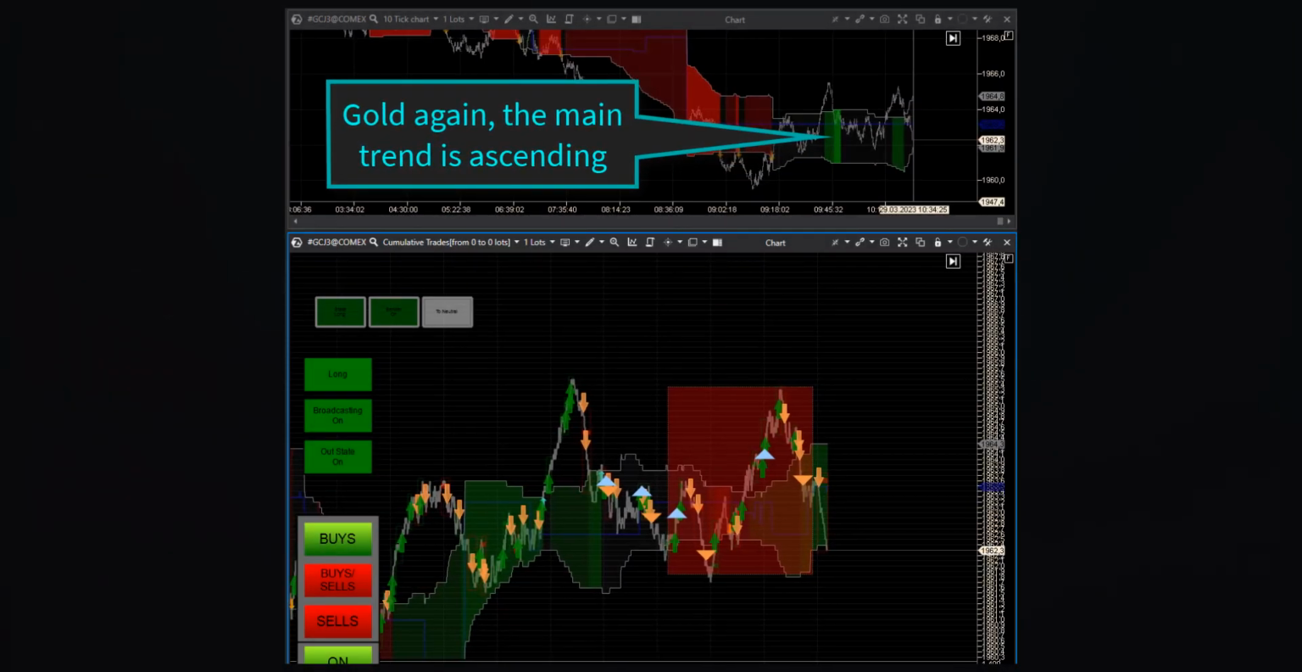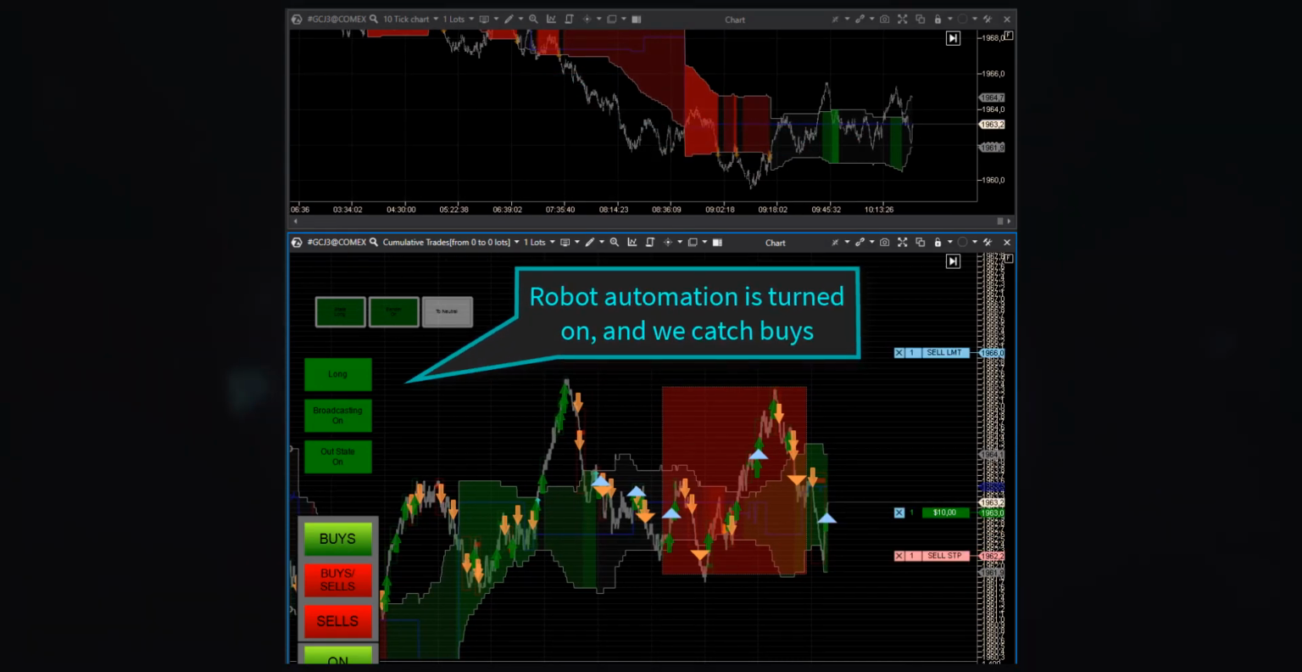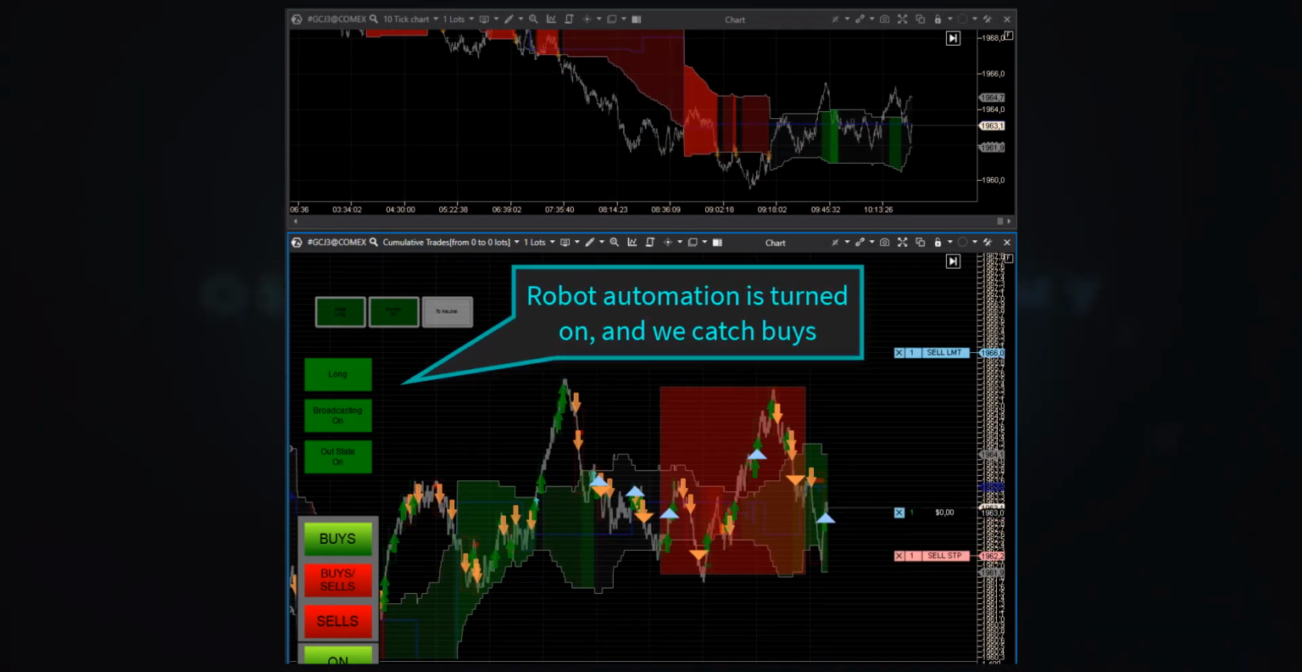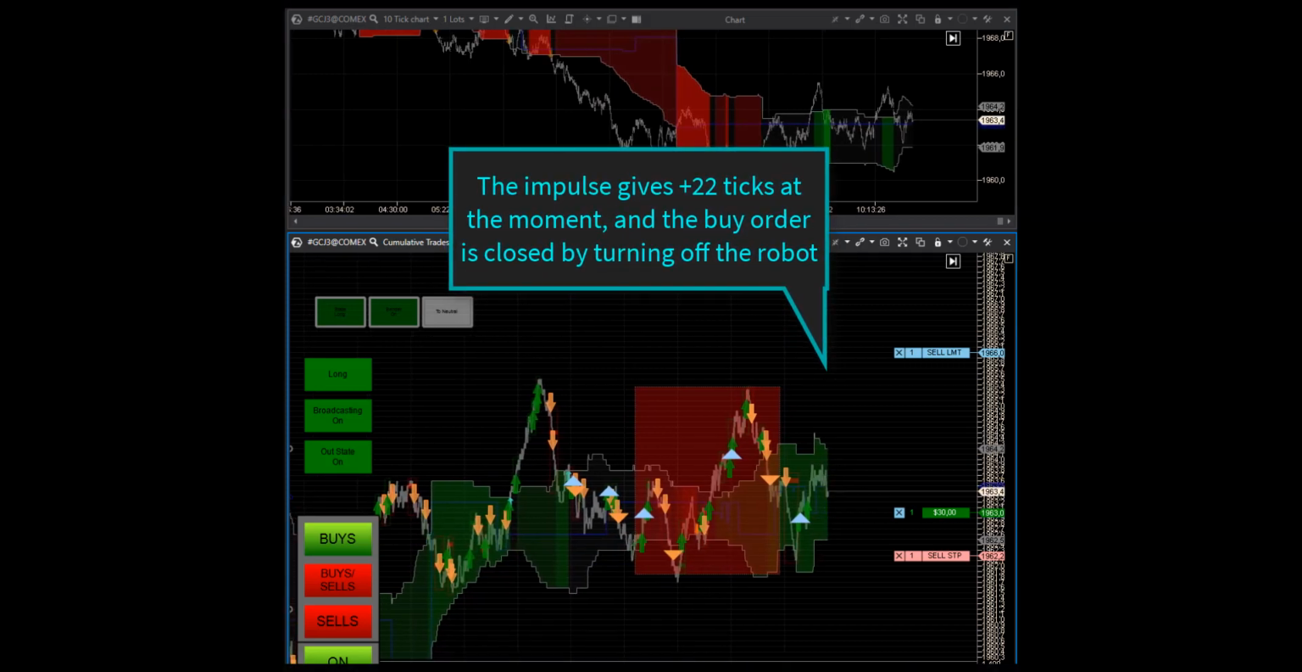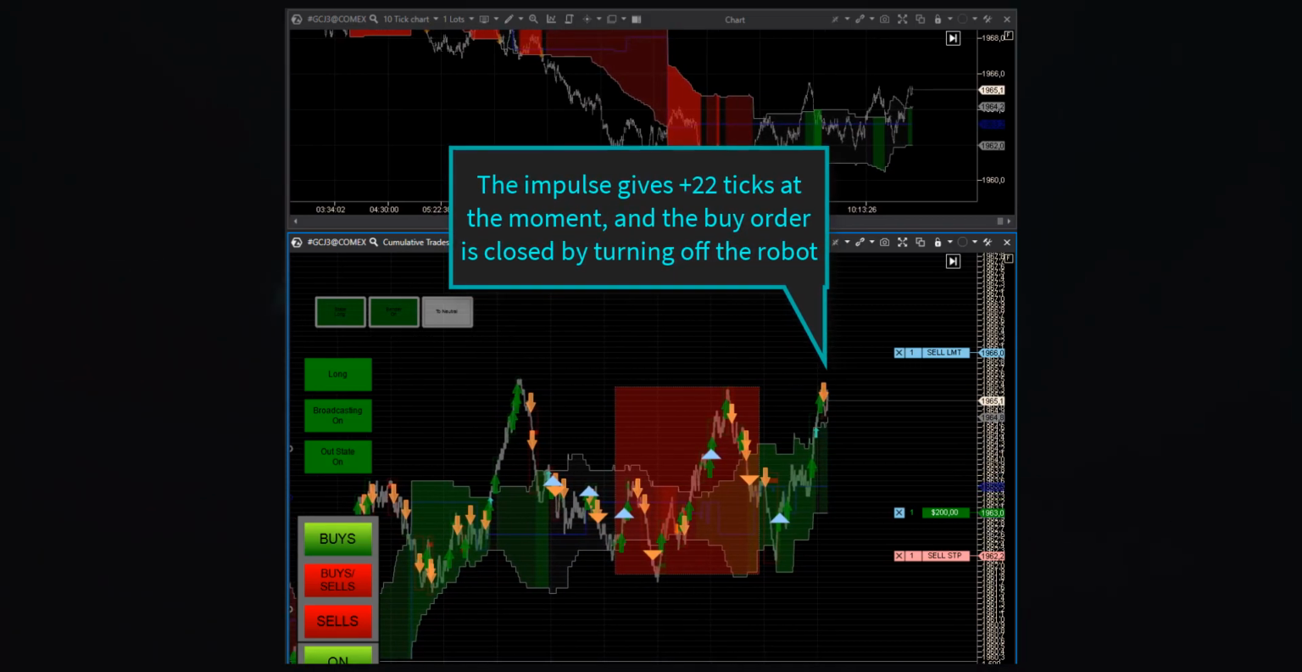Gold again, the main trend is upward. Automatic operation is enabled. We catch purchases. A pattern appears in the long. At the moment the impulse gave plus 22 ticks. The purchase is closed by turning off the robot.